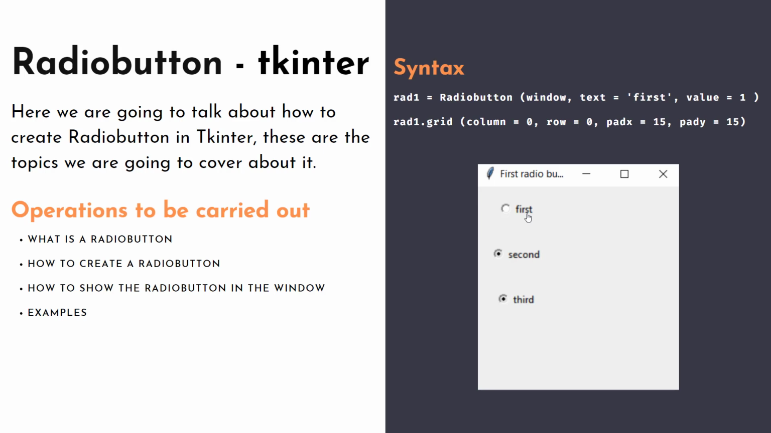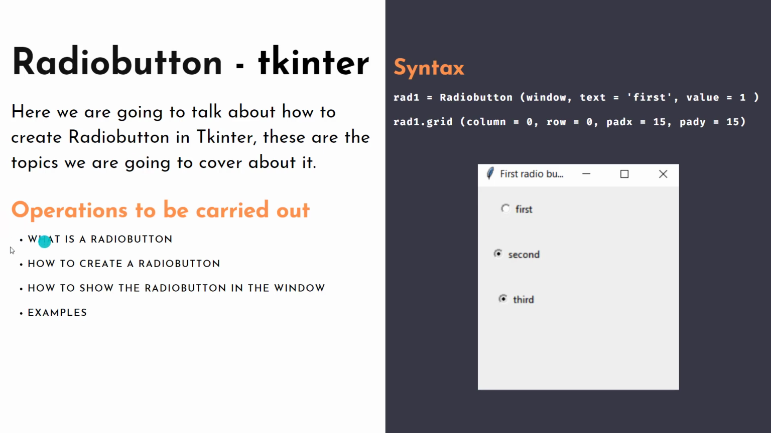First, let me tell you what this radio button is and when we use it. It's pretty simple and straightforward, and you already know how we use it. We use a radio button when we want to select one thing from a particular set of choices. So similarly, we will use this radio button in a Tkinter interface if you want to create something like that.